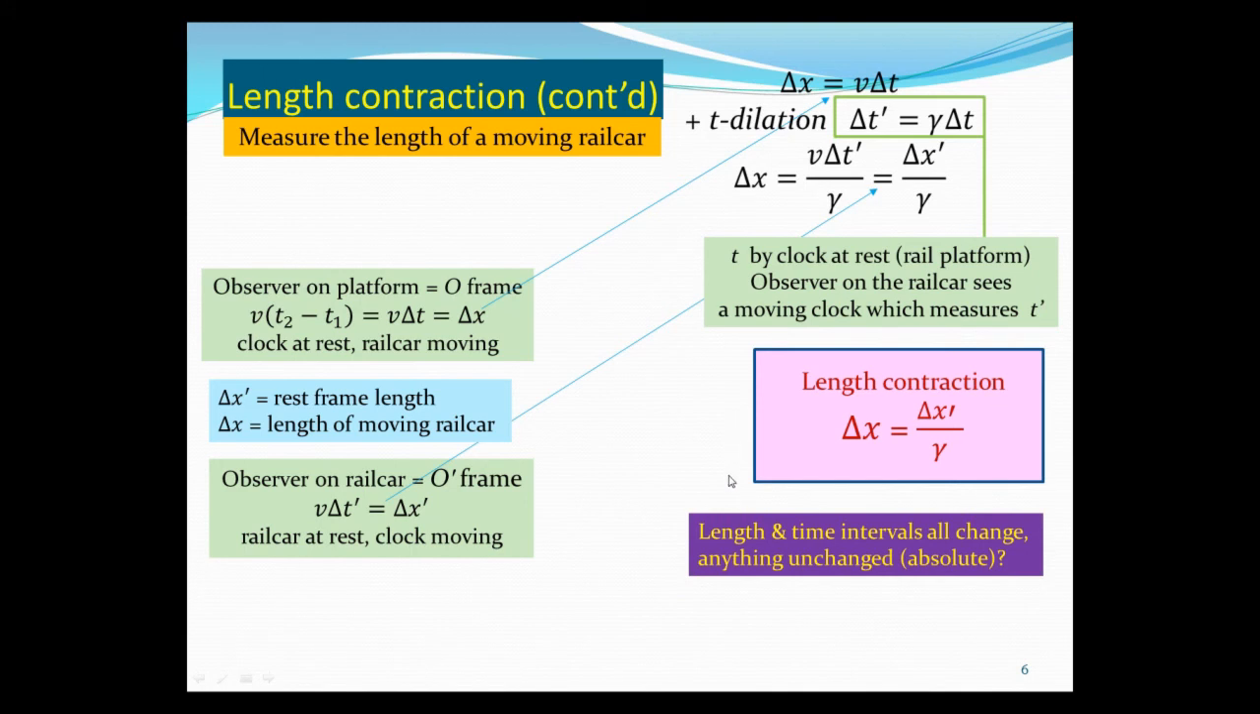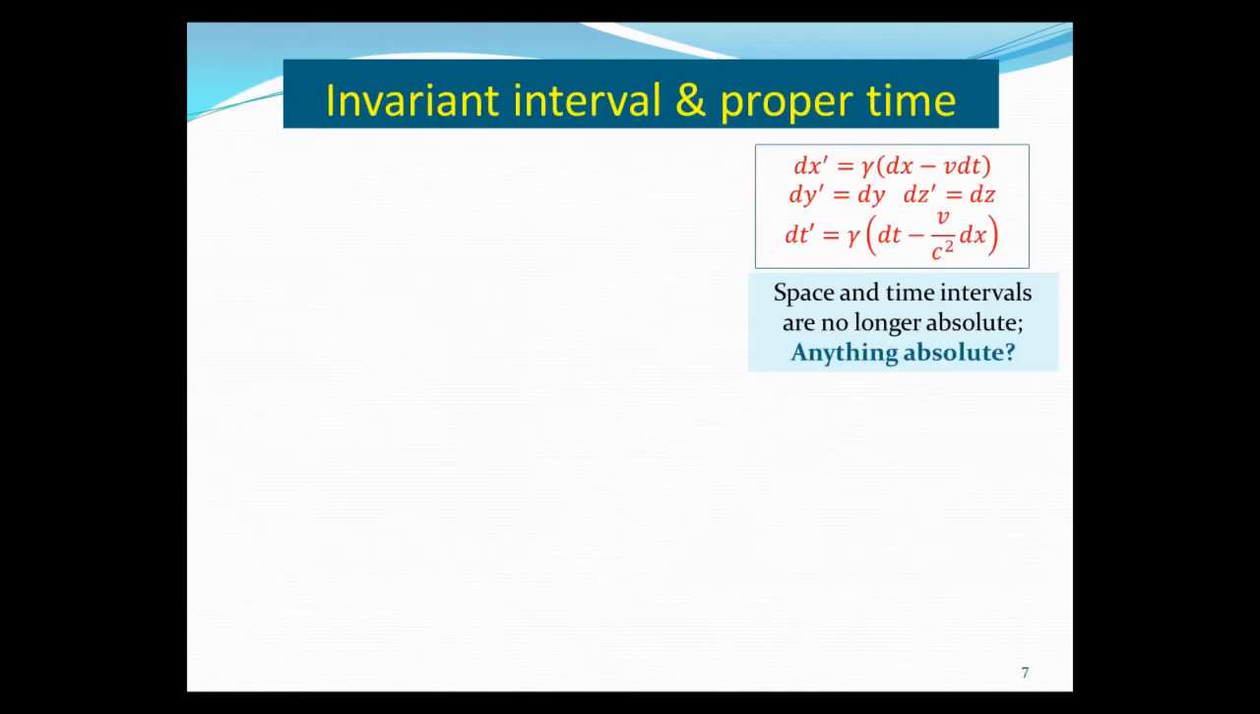So you see now time duration and length all change under coordinate transformations for a moving observer. So now you wonder, is there anything that's not changed? I mean, if everything changes at the same time, is there anything that's unchanged, or sometimes we say absolute? Well, of course, we have the Lorentz transformation.